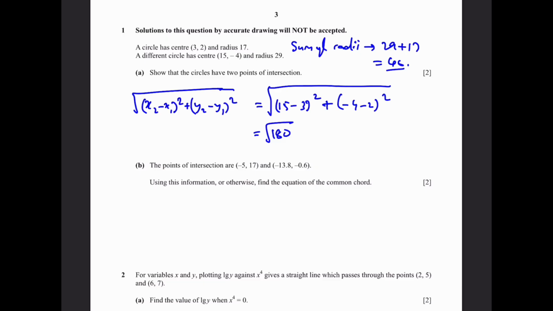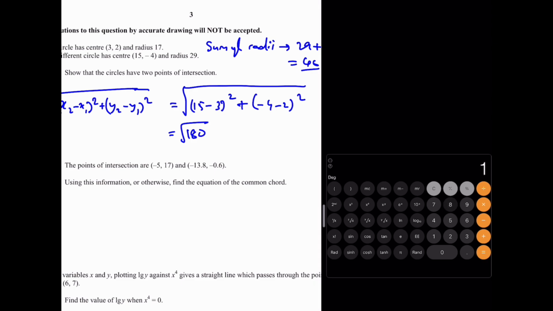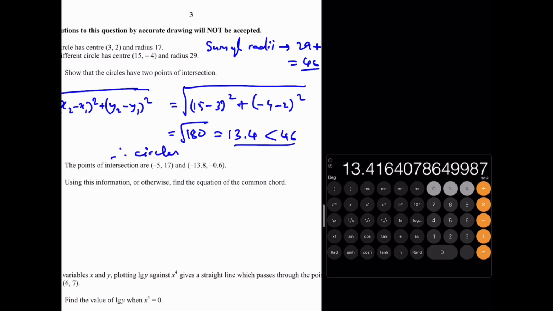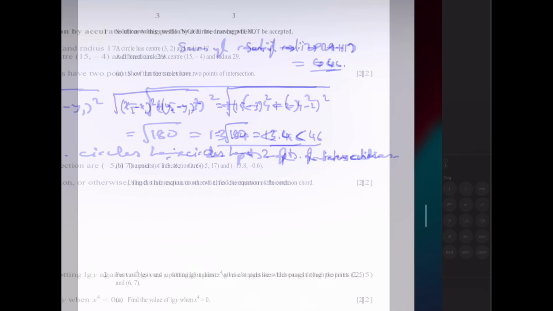And obviously this square root of 180, you can use a calculator as well and find it out. Taking this, we get 13.4, which is clearly less than 46, and therefore the circles have 2 points of intersection. And well, that is our answer. Let's go to part B.